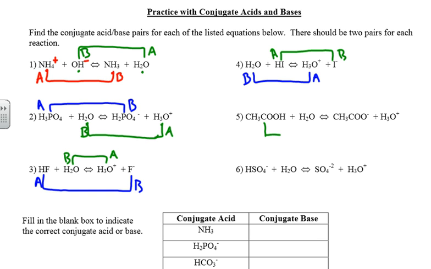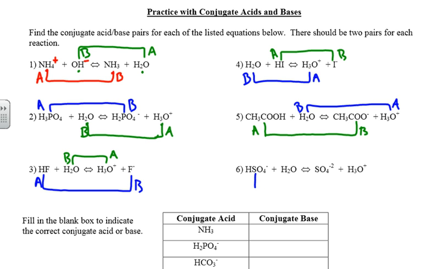CH3COOH is a different way of writing ethanoic acid, or acetic acid. On the right side, CH3COO-. We see the one with the extra hydrogen is the acid, and the one without that hydrogen is the base. Water and hydronium: hydronium is the acid. The water molecule is the base.